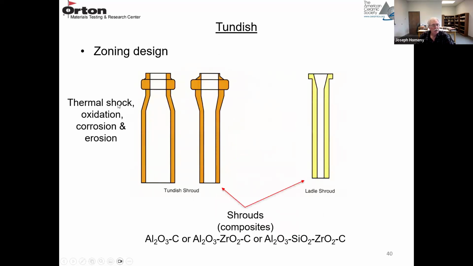So the tubes, you're flowing hot metal through these. So there's a thermal shock issue. They're made out of these carbon-containing composites. So there's an oxidation issue and corrosion and erosion because of the moving metal. So here's the tundish shrouds, and here's the ladle shroud. They're all going to be composites, whether they're alumina carbon, alumina zirconia carbon, or alumina silica zirconia carbon. They have to be thermal shock resistant and corrosion resistant.